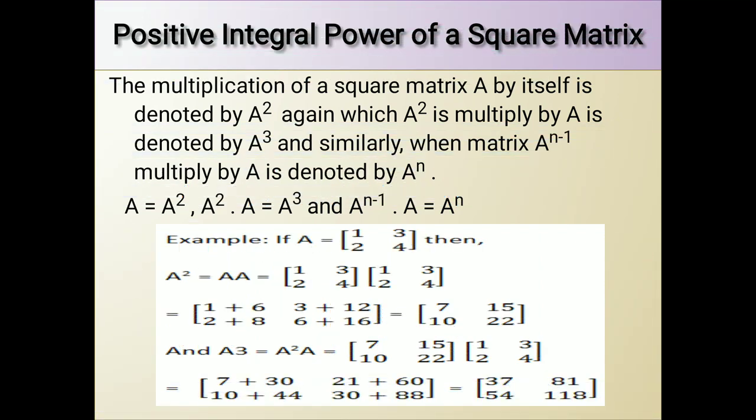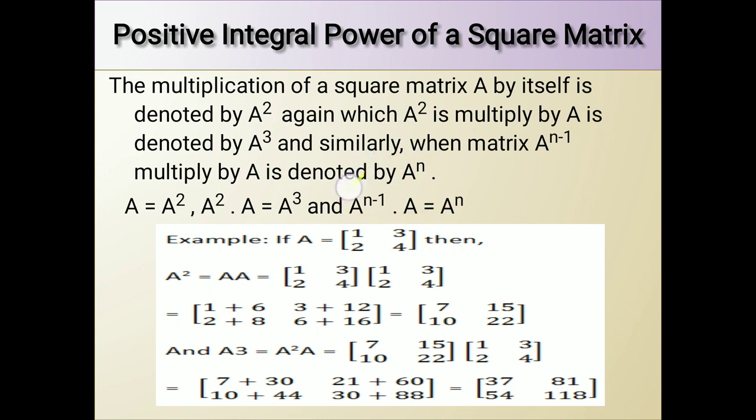Next is positive integral power of a square matrix. The multiplication of a square matrix A by itself is denoted by A square. Like the usual property, A into A is A to the power 2. Likewise, if with A square we multiply A, it gives you A cube or A to the power 3. So when this multiplication continues, it is denoted by A^(n-1) or A^n.